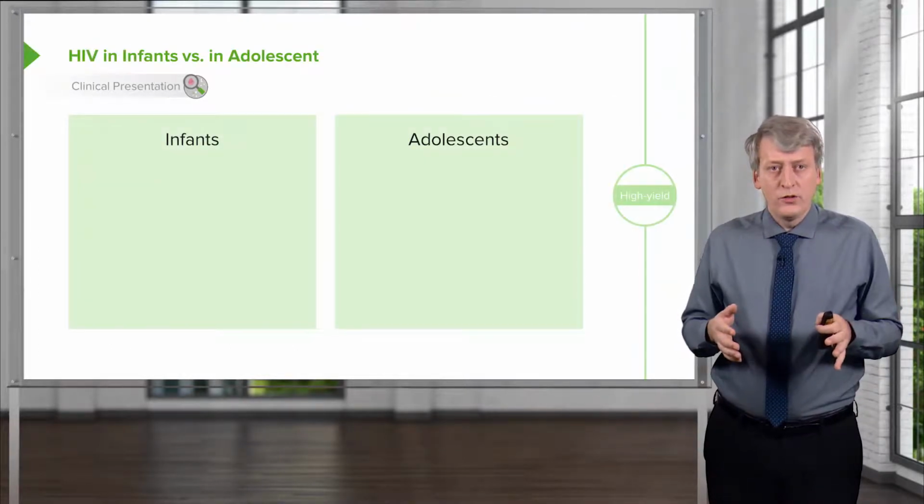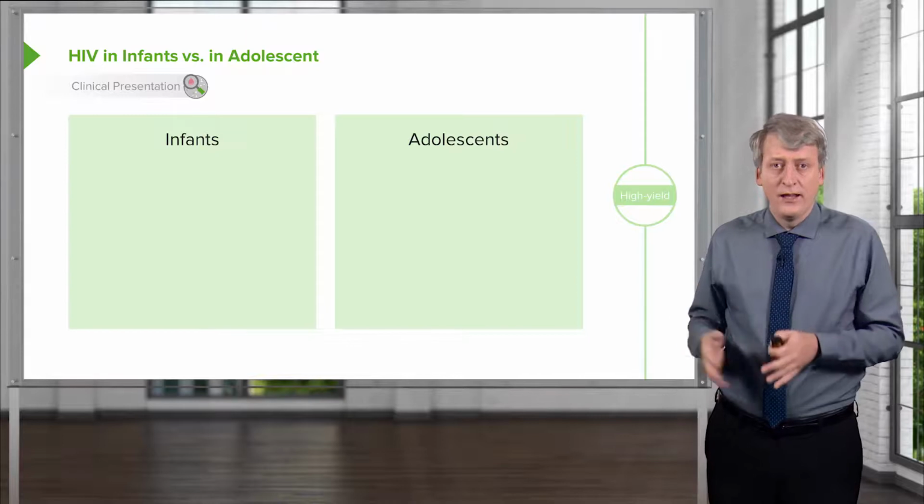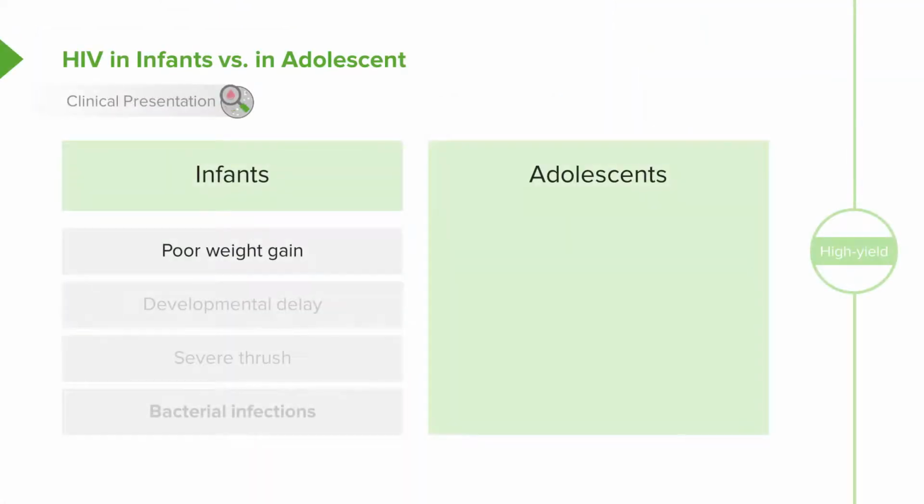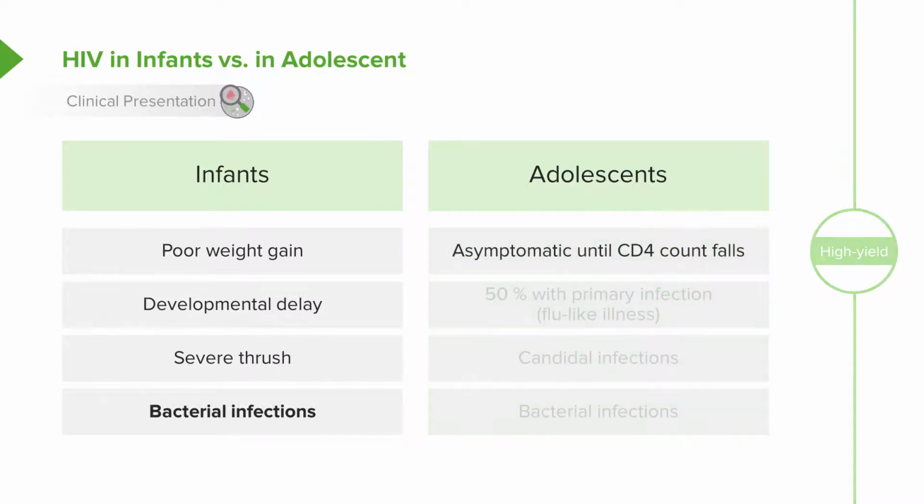So let's look at the difference between HIV in infants and in adolescents. In infants, they present with poor weight gain, developmental delay, severe thrush, and bacterial infections. In adolescents, they may be asymptomatic until their CD4 count falls. 50% of them will have a primary infection at the time of acquiring the virus. This is sort of like a flu-like illness. These patients may have candidal infections, which is unusual after 1 year of age in a healthy infant, and they often present also with bacterial infections.